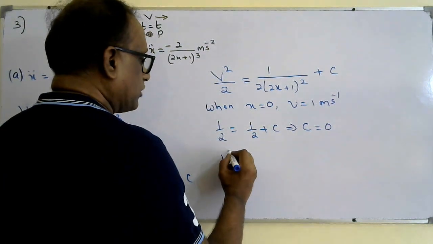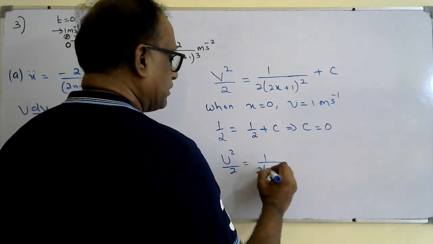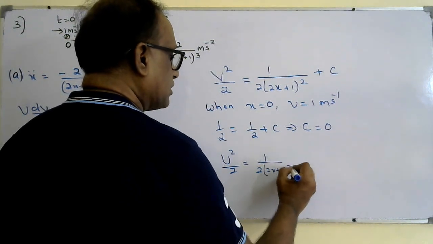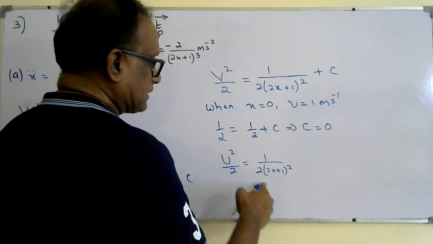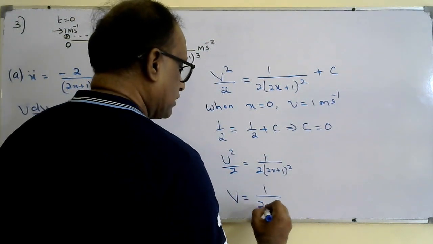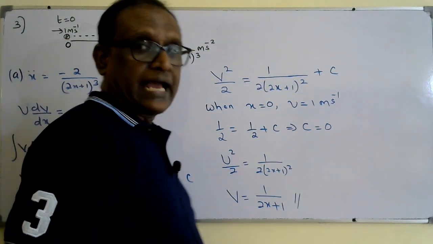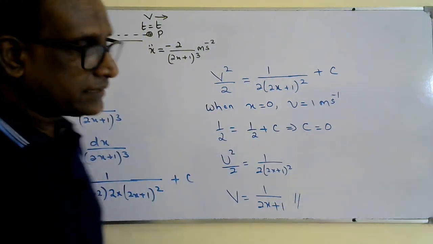So the equation is going to be v squared by 2 is going to be 1 over 2 into (2x plus 1) all squared. The 2 will get cancelled. If you take the square root, the final equation is v equals 1 over (2x plus 1). That's the relationship between speed and x. That's the question, first part.